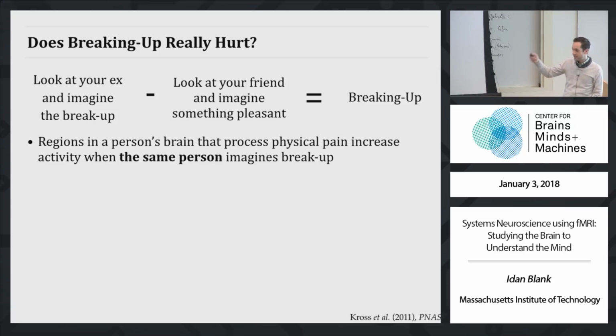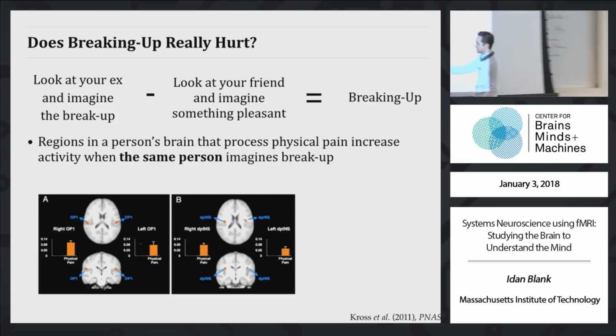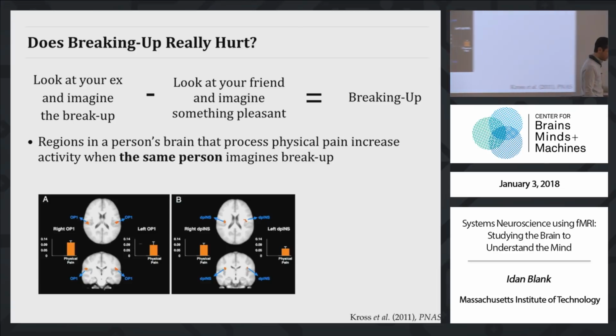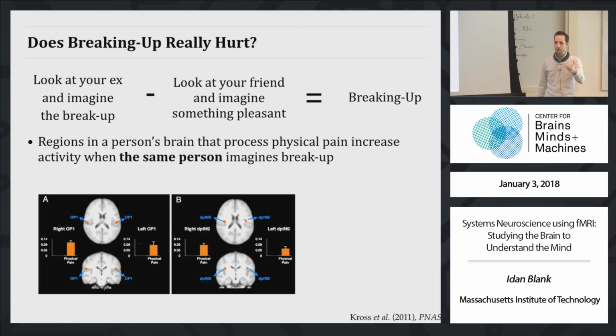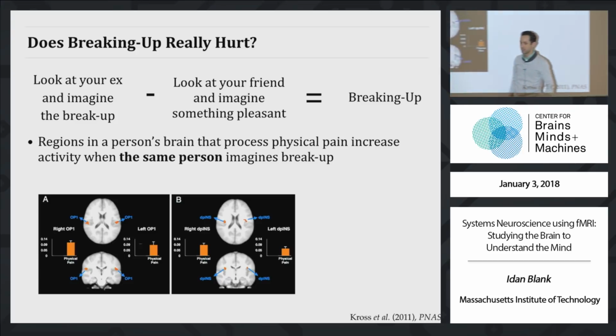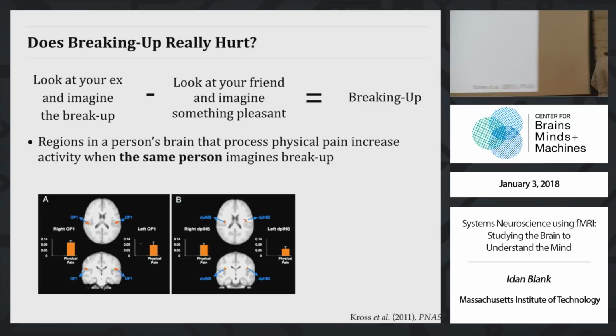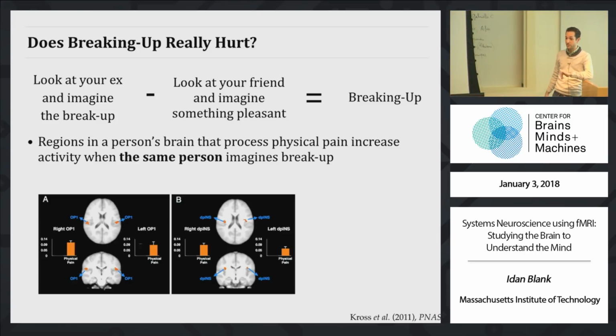All right, so we need to look in the same person, and that's what they did in this study in 2011. First, they gave the participants a metal piece, I think, and it was either warm or painfully hot. Not very painfully, but painfully hot. And so you want to look at regions that respond more when it's painfully hot compared to when it's warm. And you get these regions, and it doesn't really matter where they are, but this is the response of pain versus just warmth. And then in the same participants, they told them to do this breaking up task, and they looked in the same regions.